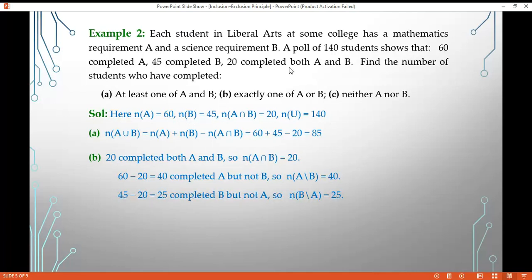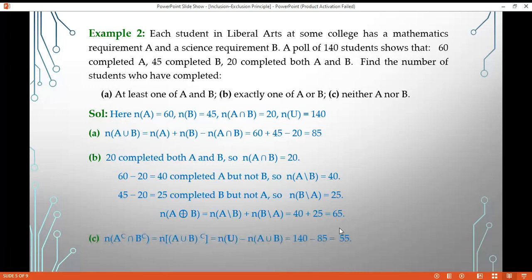So 45 minus the common 20, we get 25. That is completely B but not A, which we can represent by n(B \ A) = 25. Now we have to calculate exactly one of A or B, so we add these: n(A ⊕ B) is 40 plus 25, which is 65. Here we calculate how many students are only in A or only in B.